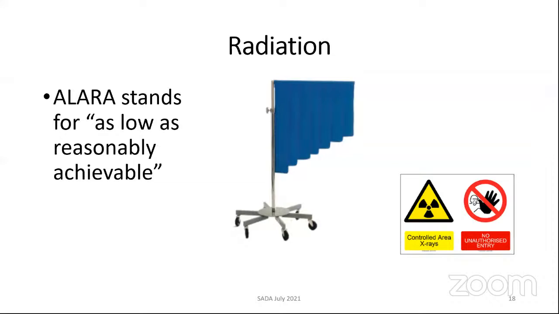This principle means that even if it is a small dose, if receiving that dose has no direct benefit, you should try and avoid it. To do this, you should follow three basic principles, which are protective measures in radiation safety. Those are time, distance, and shielding.